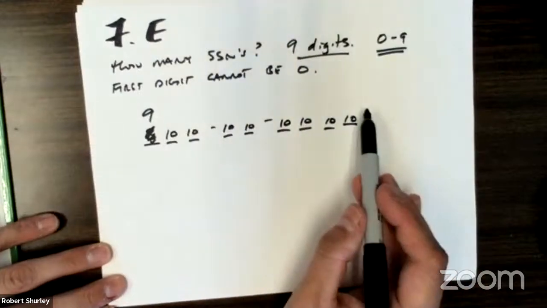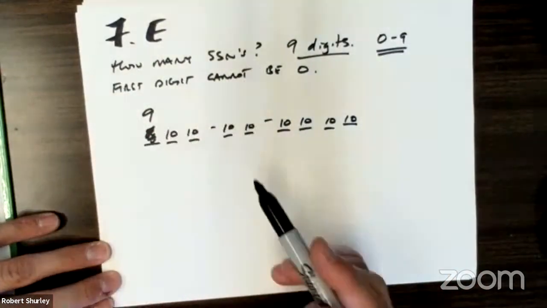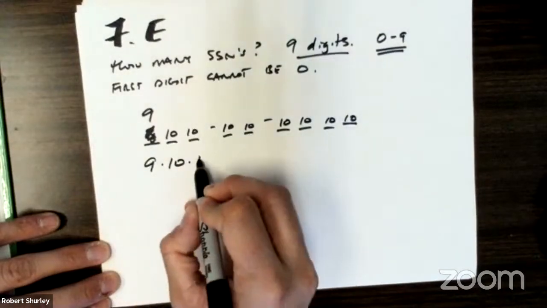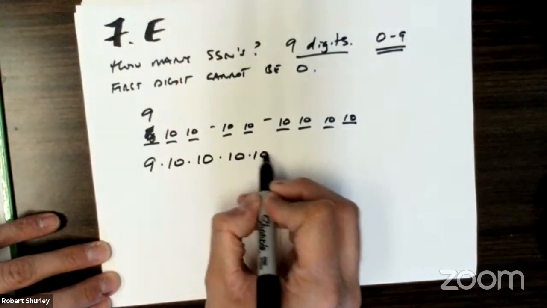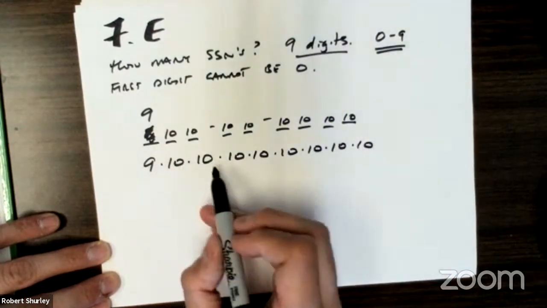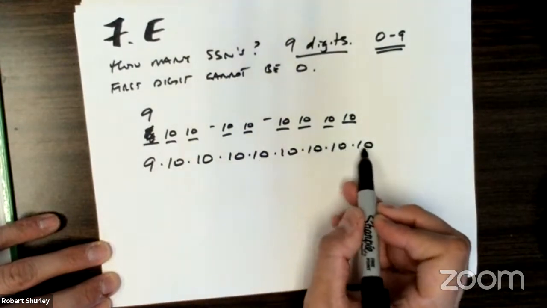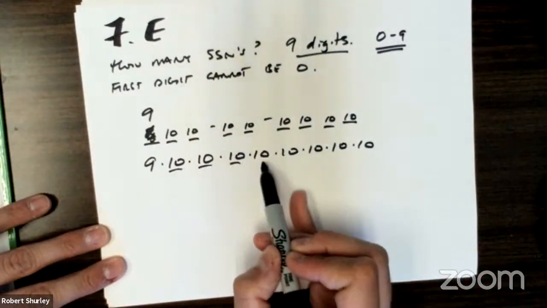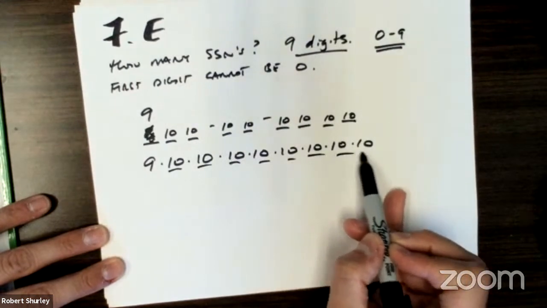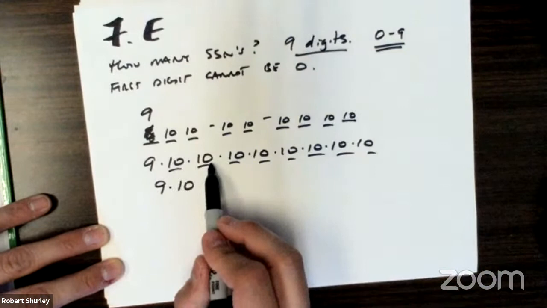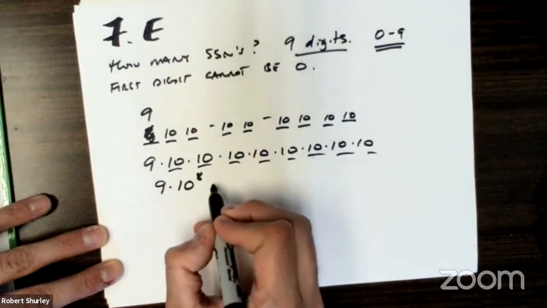So it's kind of easy to find this. If we want to know how many social security numbers, you just multiply this across: 9 times 10 times 10 times 10 times 10 times 10 times 10 times 10 times 10. That's 9 digits. And because you're multiplying the same number over and over again, you can write that as an exponent, right? So this becomes 9 times 10 to the 8.